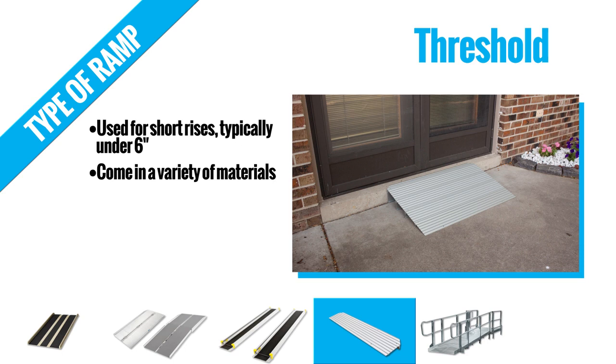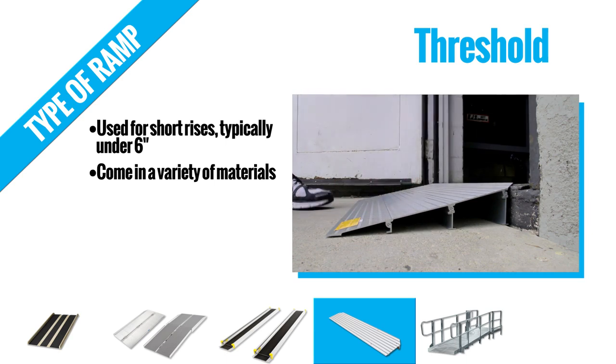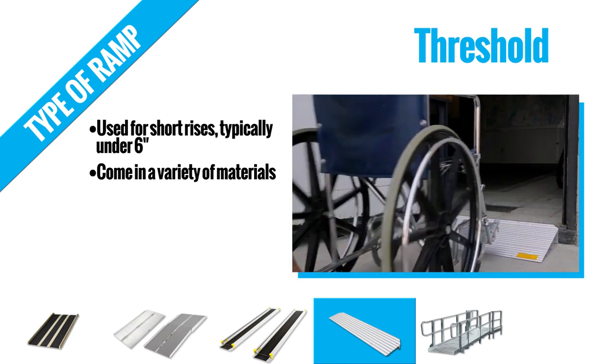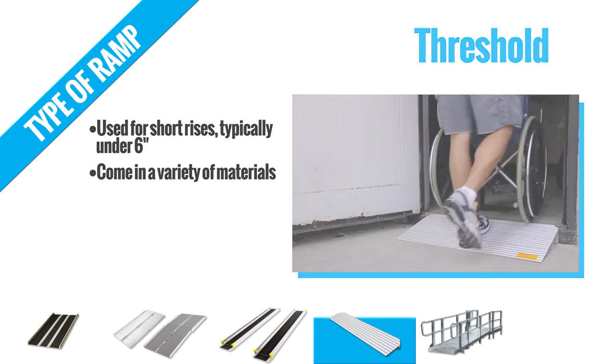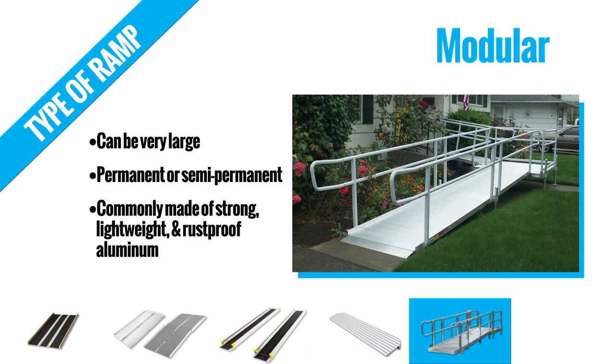Threshold ramps are smaller ramps used for doorways and other short rises, typically under 6 inches. They come in a variety of materials including aluminum and hardened rubber. Modular ramp systems are large permanent or semi-permanent ramps. Many of these systems are made of lightweight, rust-proof, and extremely strong aluminum.